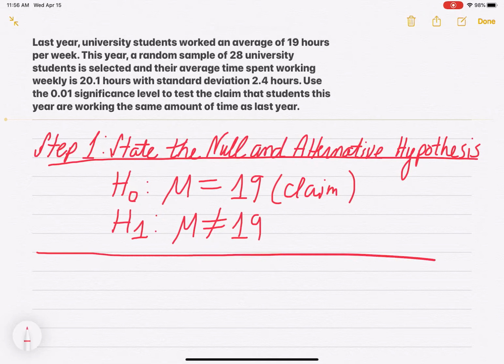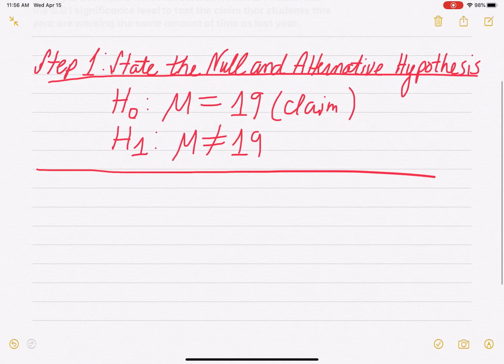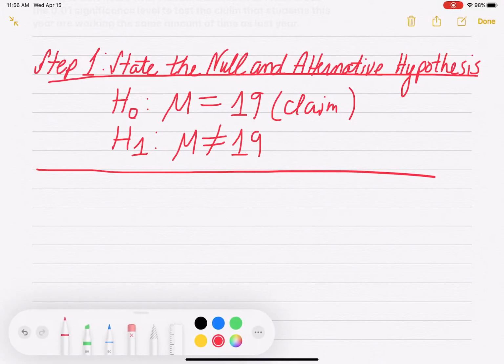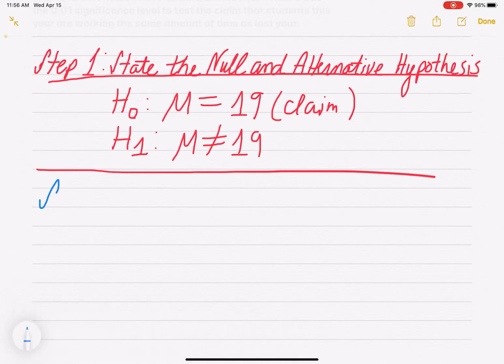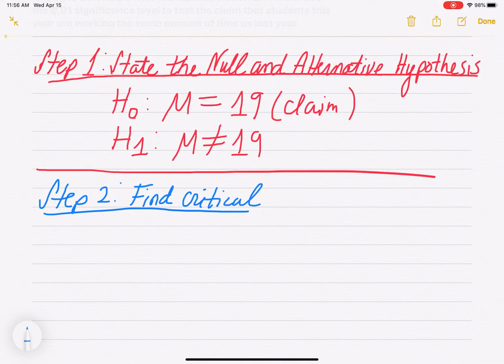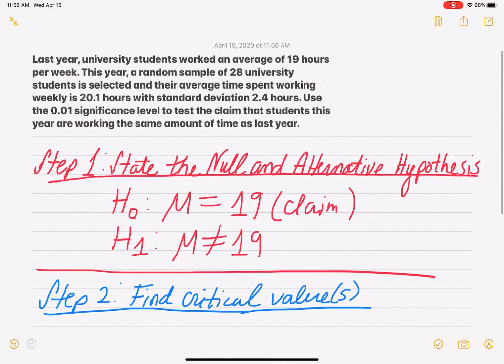Okay, so step one is done. So step two, we want to consider finding critical values. So first of all, we want to think about what are we going to use? Are we going to use a t-distribution or a z-distribution?